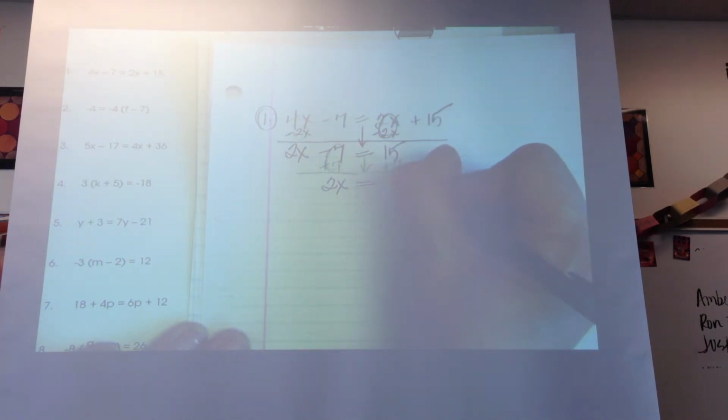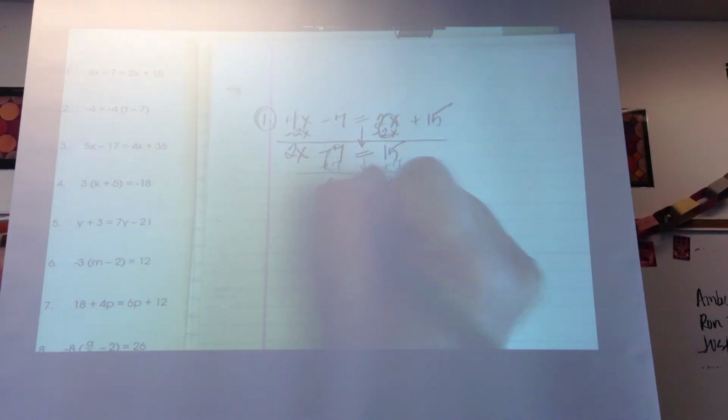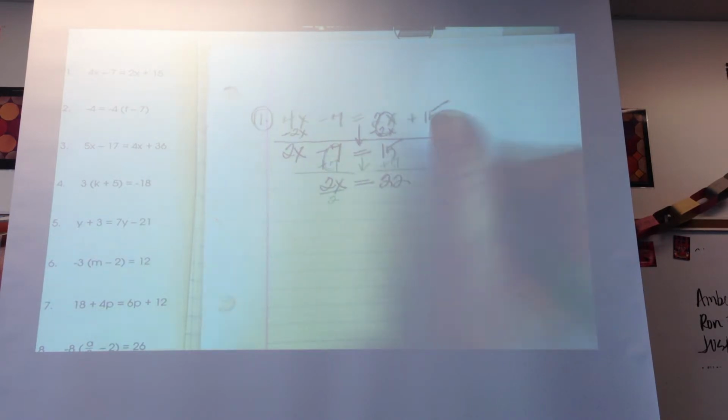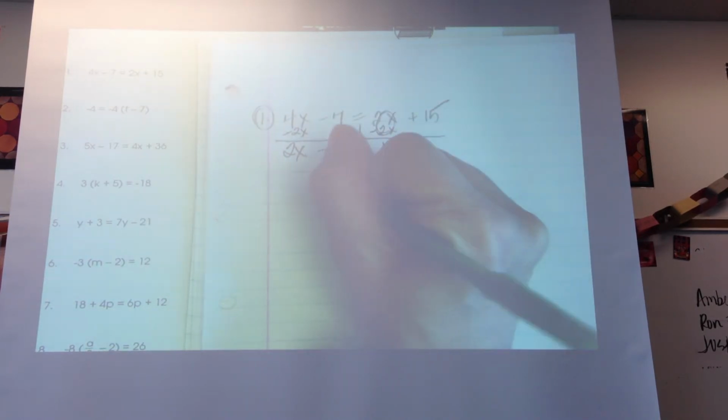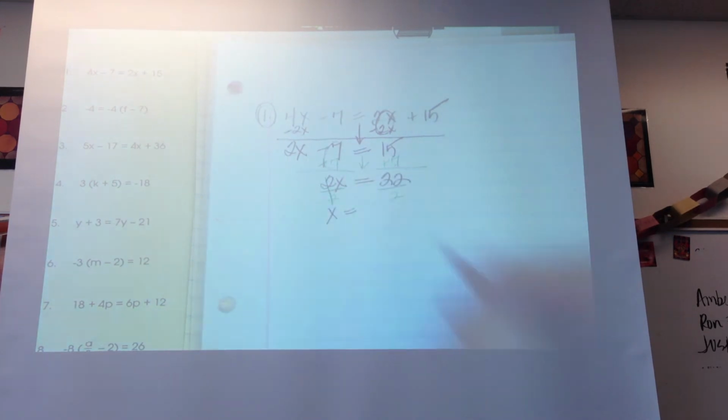15 plus 7 is going to result in 22. I'm forced to do one more step. I have 2x equals 22. Got one more operation to undo. It's 2 times x, so I'm going to divide everything by 2, because that will leave me with just x equals 11.